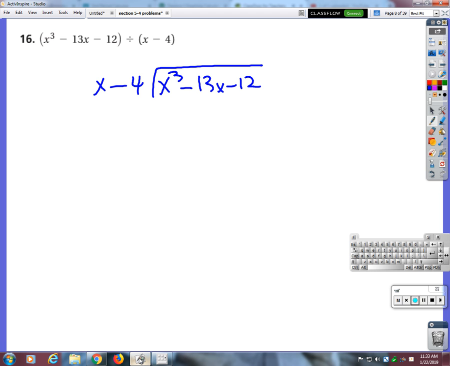All right, Peyton. What goes on top? Then we have to what? That's what I'm doing. So what's x cubed divided by x? Okay, so I put an x squared up there, and then when I multiply those together, what do I get? What's x squared times x? Cubed. And then I have to go x squared times negative 4. What's x squared times negative 4? Negative 4x squared, okay?